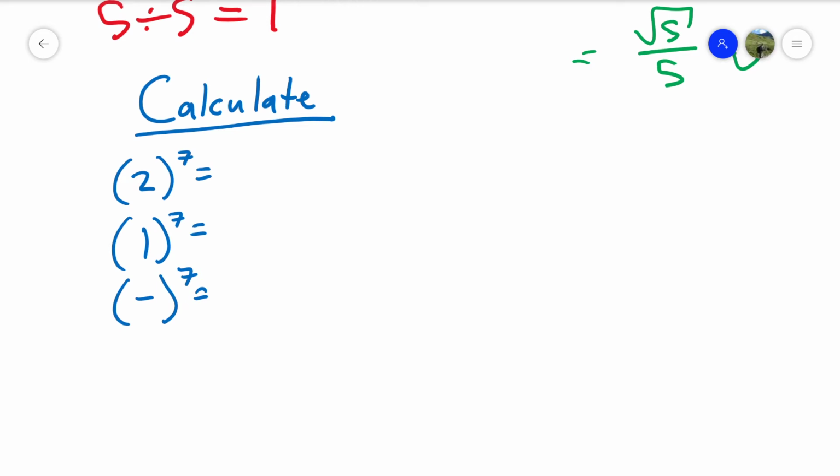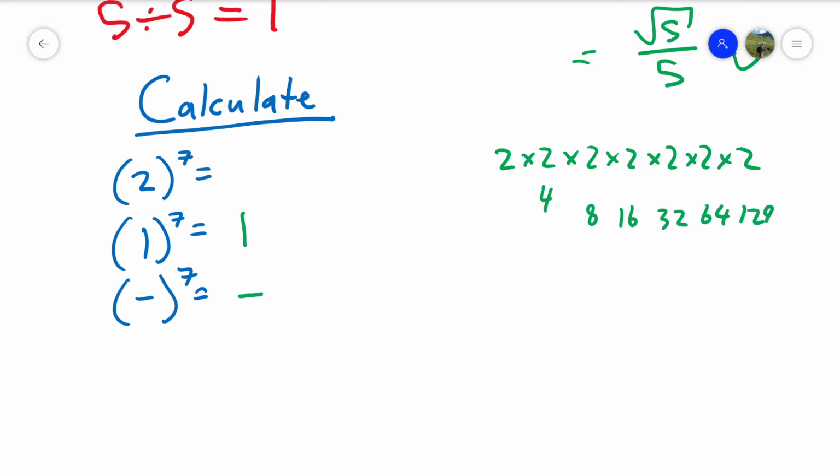I'm going to go from the bottom up. The first one is minus, the second one is 1, and this one, I'm just going to have to do 2 times 2 times 2 times 2 times 2 times 2 times 2. So that makes 4, 8, 16, 32, 64, 128. There you go, so the answer is 128. Notice how careful I was there. I don't know any shortcut. I just always do it.